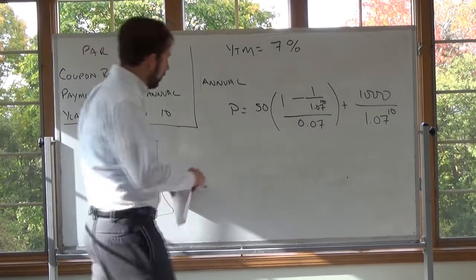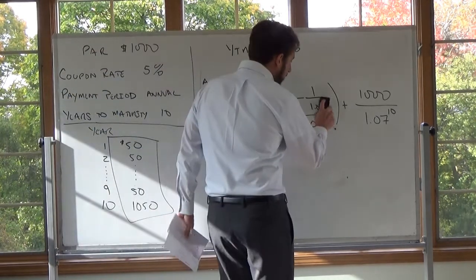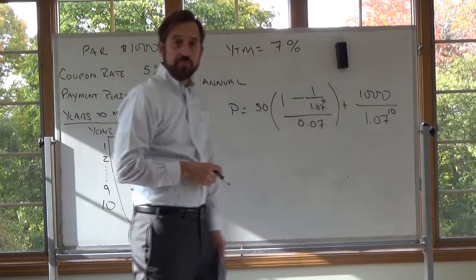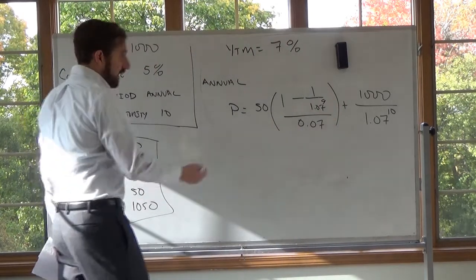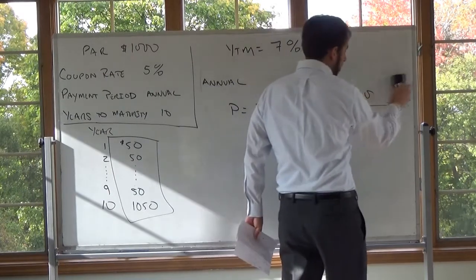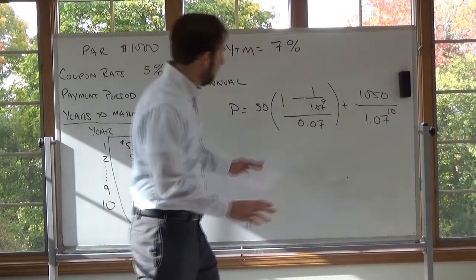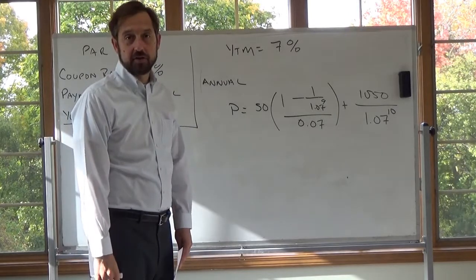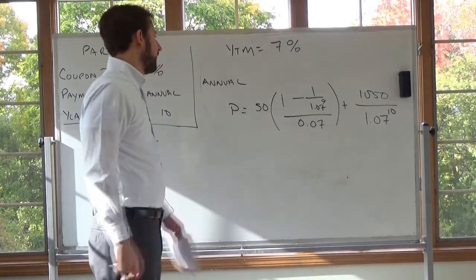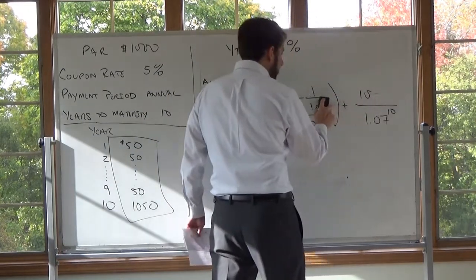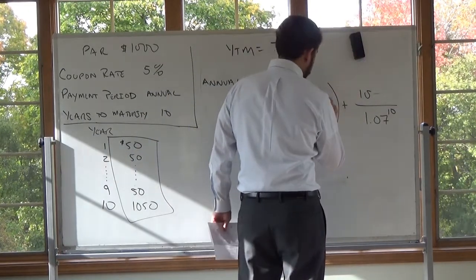Now, of course, what you could do, if you wanted, is note that I could do this as a 9-year annuity of $50, and then just discount the $1,050. That'll give you the exact same answer. So there's multiple ways to do this. That said, the most traditional way, at least in terms of textbooks, is to do this.